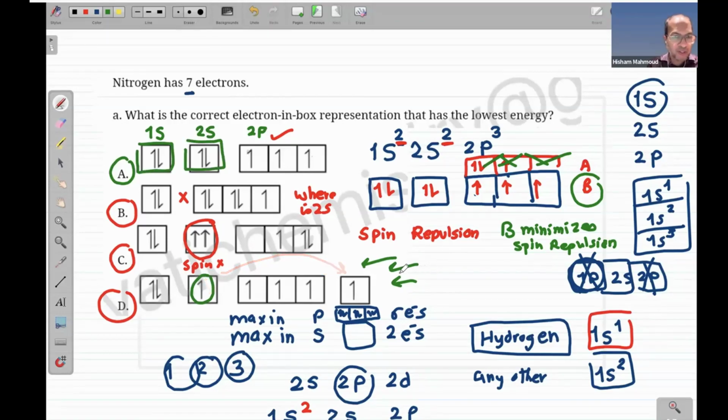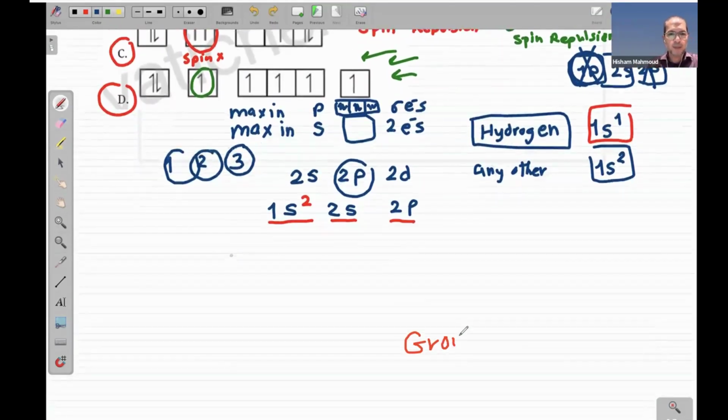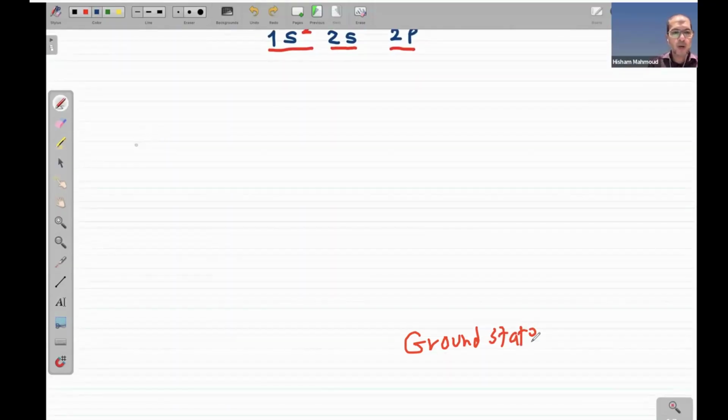Hund's rule is telling you that you cannot put electrons in the same orbital and pair them without first filling all the others. But here in 1s, in the subshells, you have to finish it first before going to the next subshell.